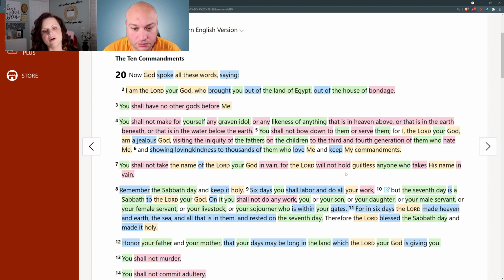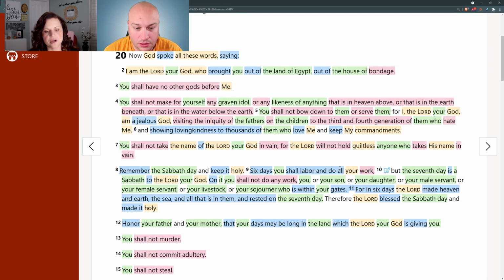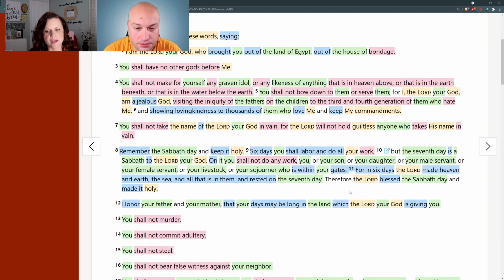Now God spoke all these words, saying, I am the Lord your God, who brought you out of the land of Egypt, out of the house of bondage. You shall have no other gods before me. You shall not make for yourself any graven idol or any likeness of anything that is in heaven above, or that is in the earth beneath, or that is in the water below the earth. You shall not bow down to them or serve them, for I, the Lord your God, am a jealous God, visiting the iniquity of the fathers on the children to the third and fourth generation of them who hate me, and showing love and kindness to thousands of them who love me and keep my commandments.